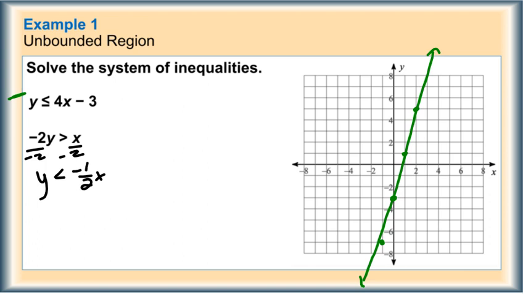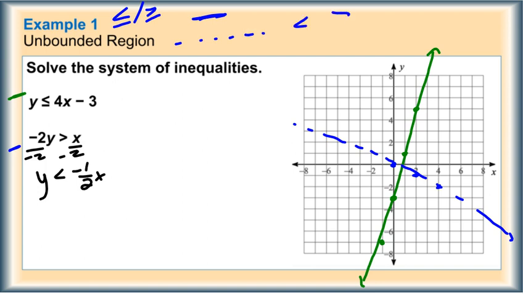The other one I'm going to use blue for. Here I'm going to graph y equals -1/2 x. So the y-intercept's at 0, 0. The slope is -1/2, so it goes down 1 to the right 2. Down 1 to the right 2. This one does not have the equal to sign, so this one's going to be a dashed line. So just remember, solid line if it's less than or equal to or greater than or equal to. It's a dashed line if it's just less than or greater than.